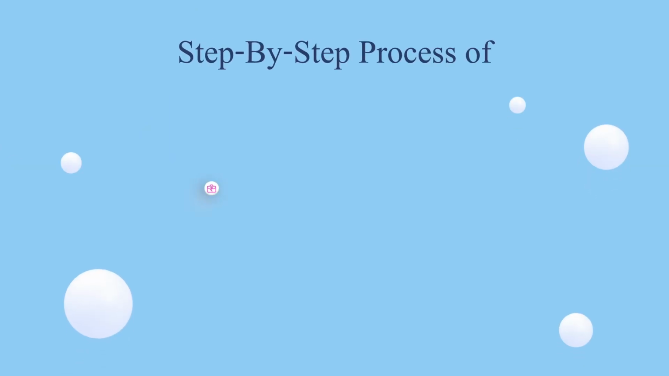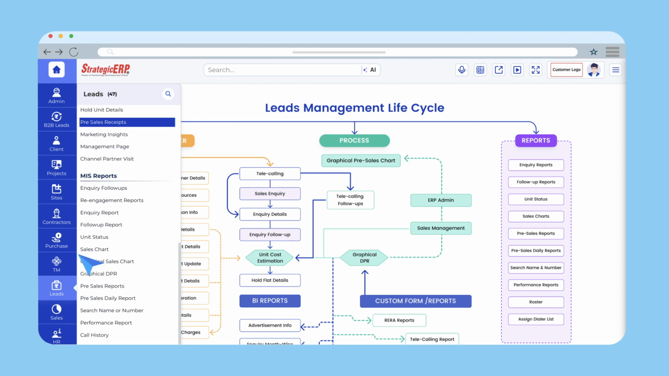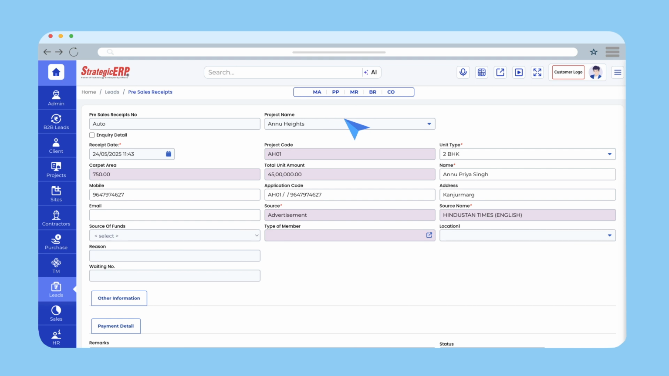Let us understand the step-by-step process of creating a pre-sales receipt in StrategicERP. Navigate to the pre-sales receipt form under the Leads Management module. Select the project name and unit type. The carpet area and total unit amount will auto-populate based on the selected unit type.